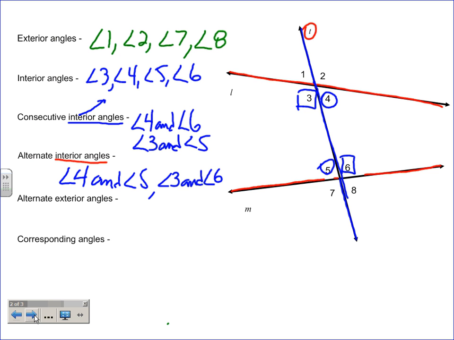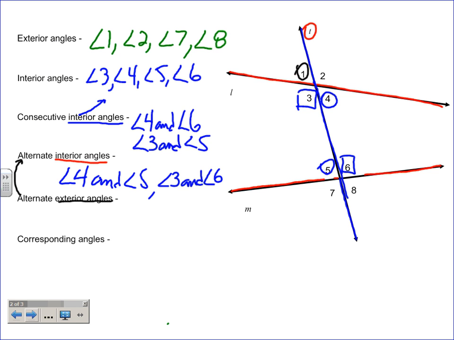The next one's alternate exterior. So the answers have to be exterior angles, which means I better use the exterior angles we listed above, which are 1, 2, 7, and 8. Do you suppose alternate means the same thing it meant just a second ago? It does. It means the exact same thing. So they have to be on opposite sides of the transversal and basically not already named. So one of them is an option.